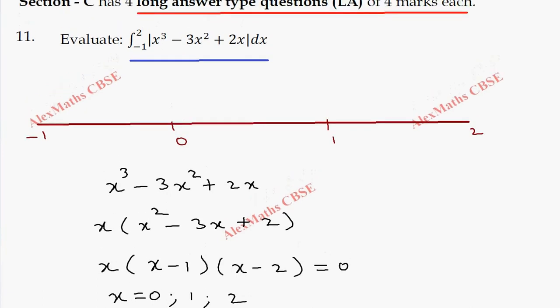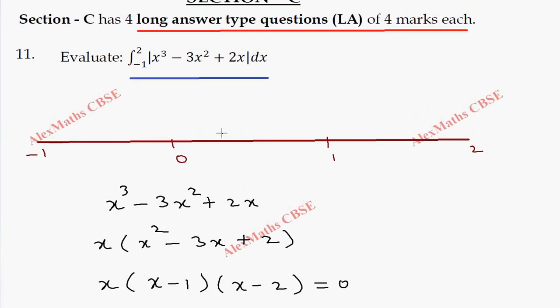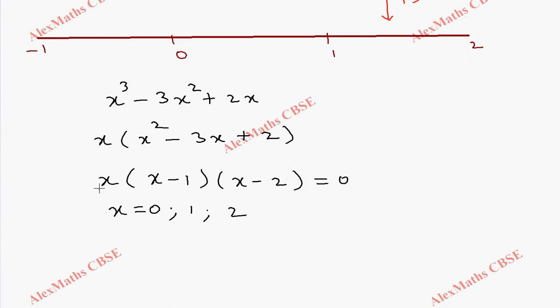Now we have to find out in which region it is positive and in which region it is negative. Let's take a value between 1 and 2. For example, 1.5. We have to substitute in this factor and check whether it is positive or negative. If I put 1.5, it is positive.